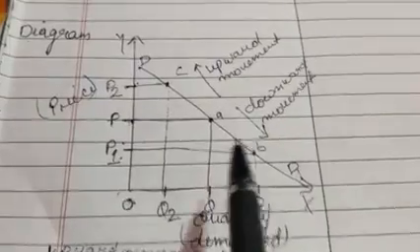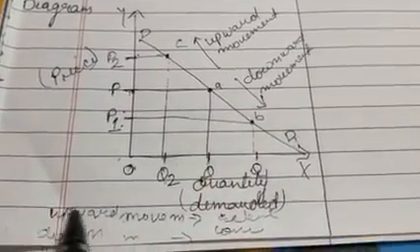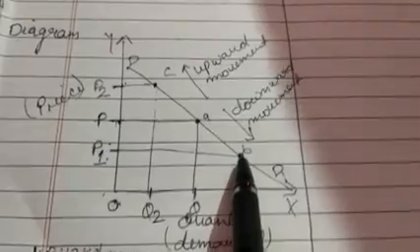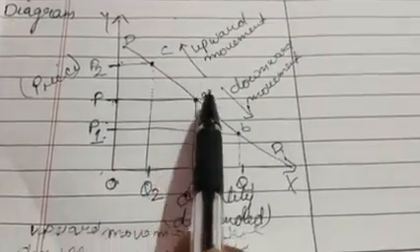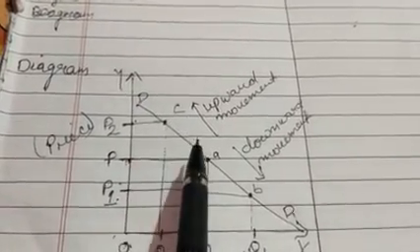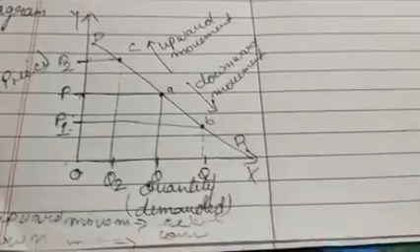Children, below the diagram you will write: downward movement from A to B shows extension of demand, and upward movement from A to C shows contraction of demand. That's it. Is it clear?